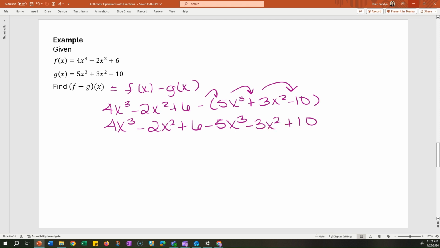So let's combine the like terms. We have 4x cubed minus 5x cubed gives us negative x cubed. Minus 2x squared minus 3x squared is minus 5x squared. And then 6 plus 10 is going to give us plus 16. So negative x cubed minus 5x squared plus 16 is our simplified answer.